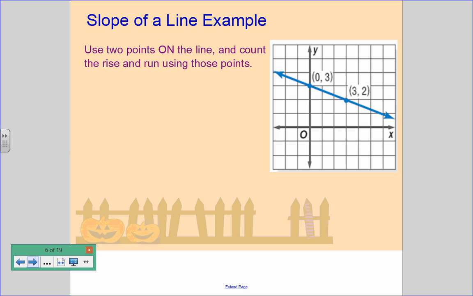Okay, try this one on your own. Okay, so we rise -1, we run +3. So this slope is -1/3.